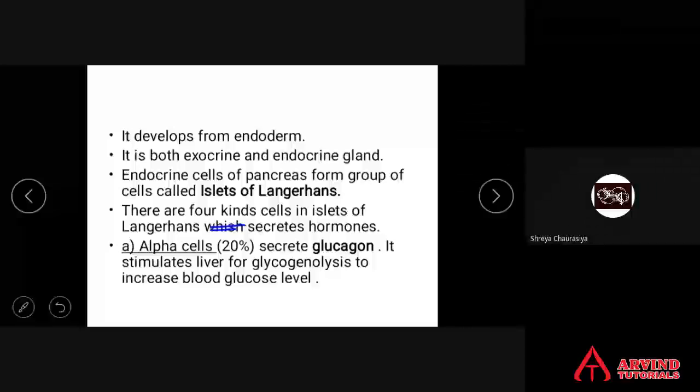Human body के अंदर stored food is glycogen, and glycogen is present in the liver. It will stimulate the liver to break down the glycogen to release glucose, so that the glucose comes to the blood and the level of glucose increases. That is carried out by the glucagon.